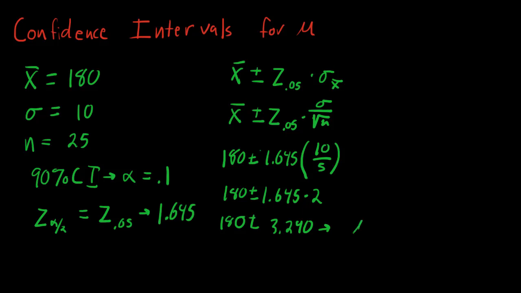So we say mu is in the range of 176.710 and 183.290. We are 90% confident of that. So we're 90% confident that mu is within that range of 176.710 and 183.290, given our sample mean weight is 180, the population standard deviation is 10 pounds, and we have a sample size of 25 people.